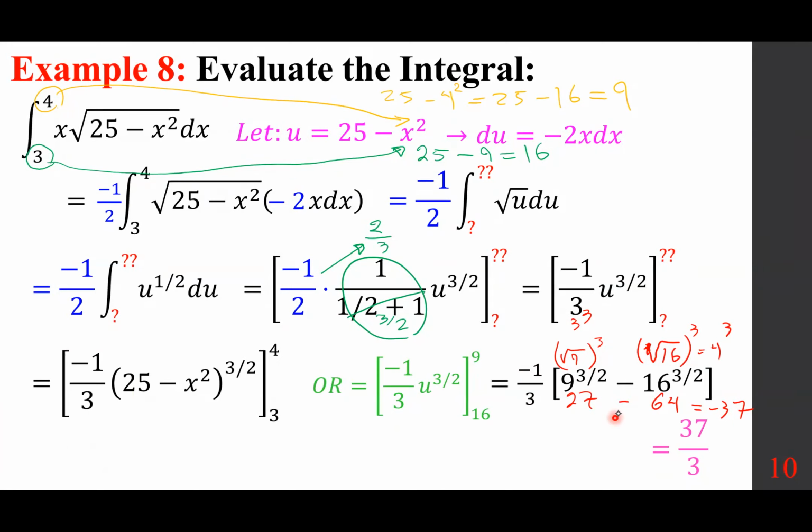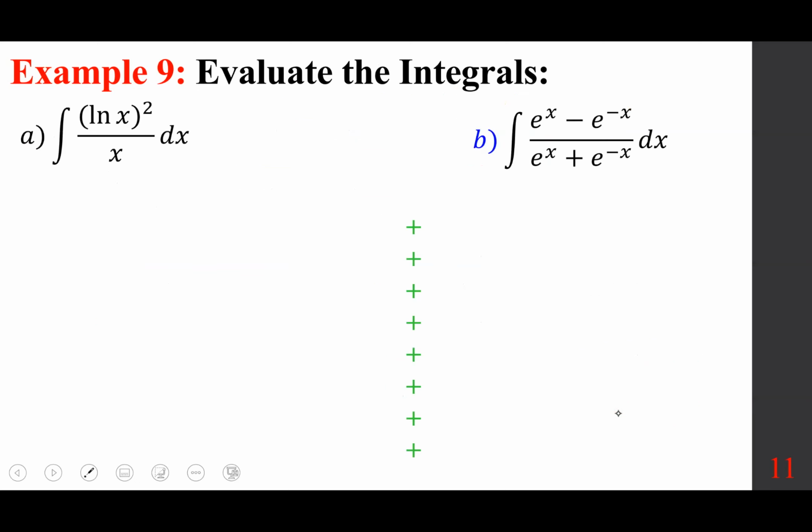Again, you can go back to the original variable x, original limits 3 and 4, or find the new limits and deal with them on a normal basis. Those make it a tad faster. What happens in this case, anytime the integral involves ln x, most likely that is the choice of u.